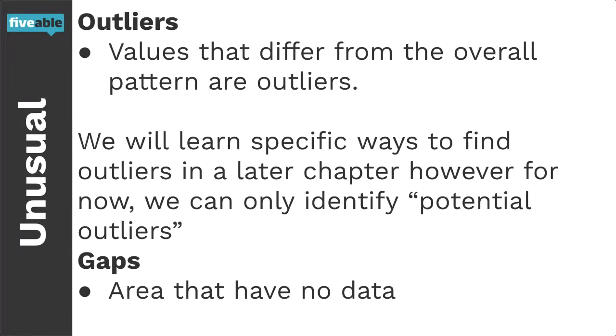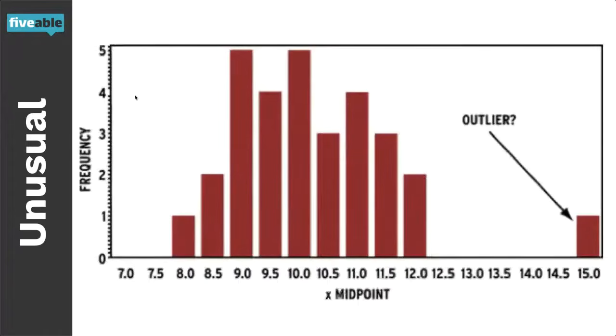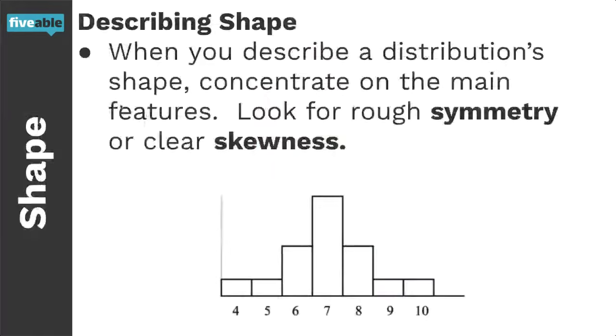Gaps. We also want to talk about gaps, which is any area that doesn't have any data. We really want to make sure that we're pointing that out when we're describing our distributions on the AP exam. Over here you can see we have some data points. We have a potential outlier all the way over there at 15. So outliers and gaps are something we need to talk about when we're describing a distribution. So center, unusual, next comes shape.